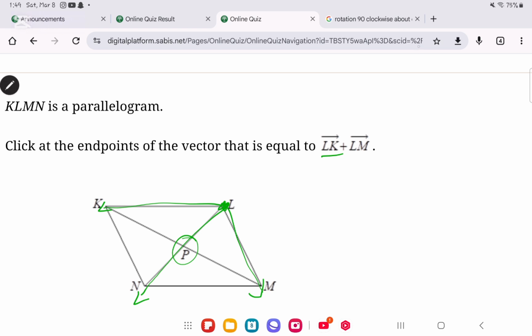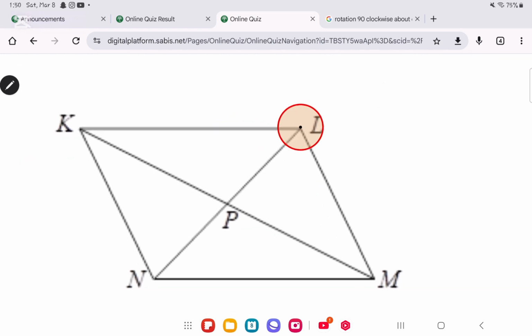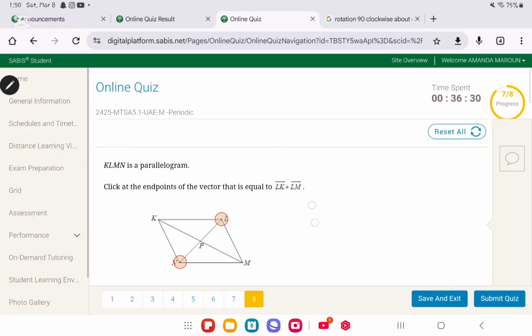If you didn't understand why it is LN, very simply, what you could do is you could take LM and LK. Then you could translate them into something that's parallel. So what's parallel to LK? MN. And what's parallel to LM? It is KN. So like this, you have the starting point, which is L, where all the starting points meet. And then you have the end point, which is N, where all the terminal points meet. So very simply, it is L and N. Okay, so let's submit.